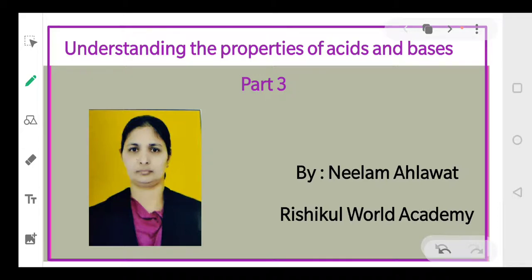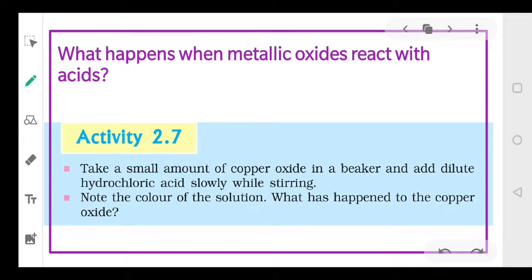So let's start. See what happens when metallic oxide reacts with acids. This is our first question of the day. Now, what happens when metallic oxides react with acids? Before we answer this question, we need to understand the question first. Before we conduct the activity, we need to understand what we have to do in the activity. First of all, we need to understand what a metallic oxide is.